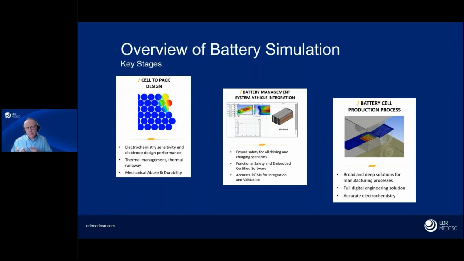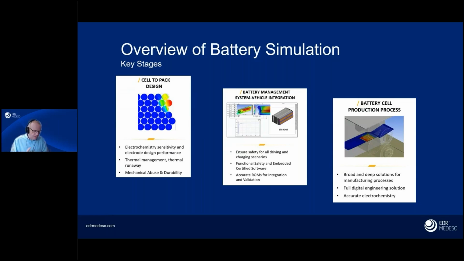We're going to consider things like thermal management and runaway. We need to cool these cells as they're being charged up. We need to cool them efficiently and appropriately. We also need to consider, if we do get these runaway conditions, that they're controlled and that doesn't lead to catastrophic behavior or catastrophic failure.